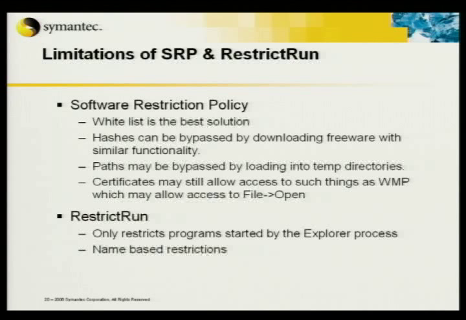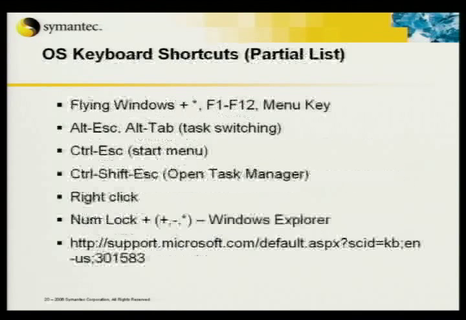Restrict Run: if you're deploying Windows 2000, one of the ways you can restrict applications from running is using the Restrict Run process. However, this is name-based, and it's only applications launched through the Explorer process. If the application is launched through the system process, the application will still be allowed to run. So you need to be aware of the limitations of some of the tools that you're using. Whitelist is always the best solution, but it is difficult to implement. Although in a kiosk situation, it's actually sometimes a little easier to implement because they are such specialized devices.